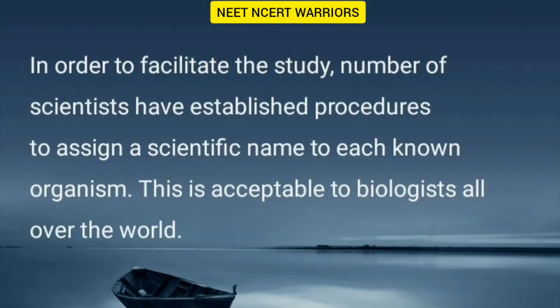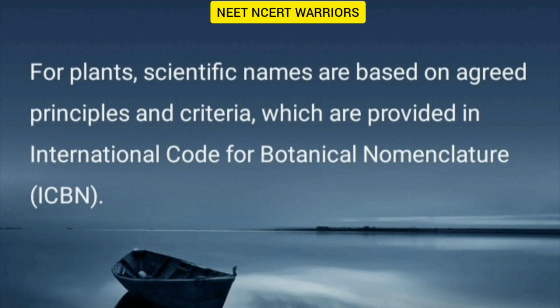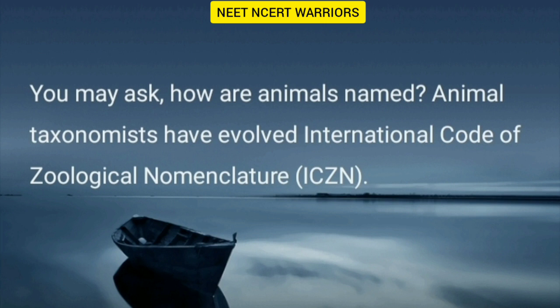In order to facilitate the study, a number of scientists have established procedures to assign a scientific name to each known organism. This is acceptable to biologists all over the world. For plants, scientific names are based on agreed principles and criteria, which are provided in the International Code for Botanical Nomenclature (ICBN). You may ask, how are animals named? Animal taxonomists have evolved the International Code of Zoological Nomenclature (ICZN).